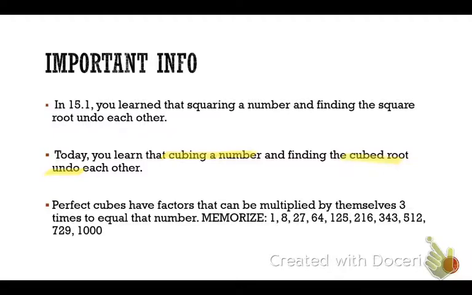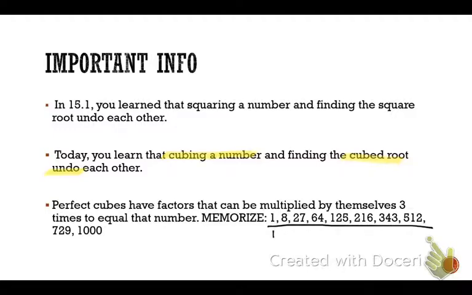We have 1, 8, 27, 64, 125, 216, 343, 512, 729, and 1000. And the cube root of these numbers, just like we did our perfect squares, is a number that can be multiplied by itself 3 times to equal that number. So obviously the cube root of 1 is 1.